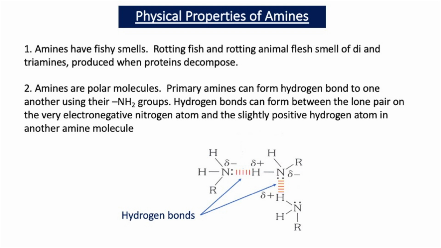Now just like other homologous series that we've studied, as the amines get longer, there are more carbon atoms, there are more electrons, and there are more van der Waals forces. So the boiling point of amines increases as the hydrocarbon chains get longer. So for example, ethylamine has a higher boiling point than methylamine.